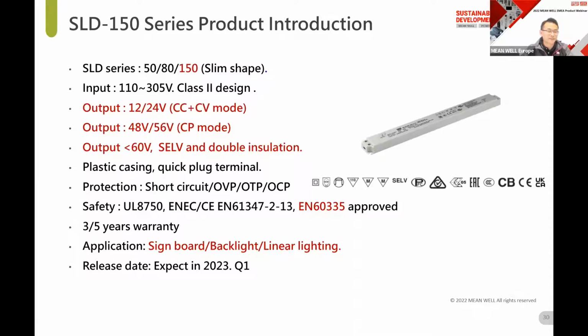SLD 150 is certified with 61345 and 60335. This means it can be used not only for lighting applications, but also for household applications. We expect SLD 150 will be released in the next Q1.